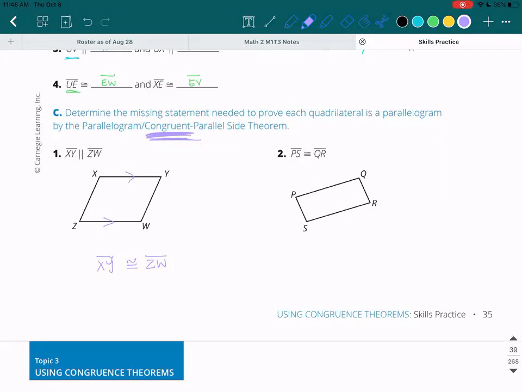Okay, let's do another example. For the second example, they say PS is congruent to QR. They picked the opposite sides for us, and they said that they are congruent already. What do we need to say now? Parallel. Yep, that they're parallel. So let's write that. PS is parallel to QR. And that's it. That's the missing statement. And we got it.